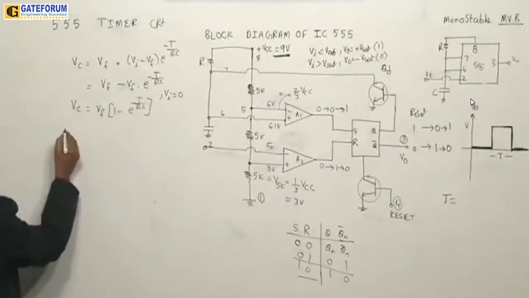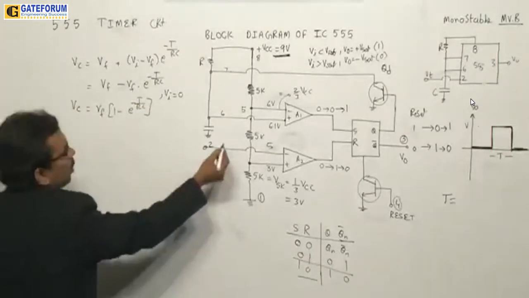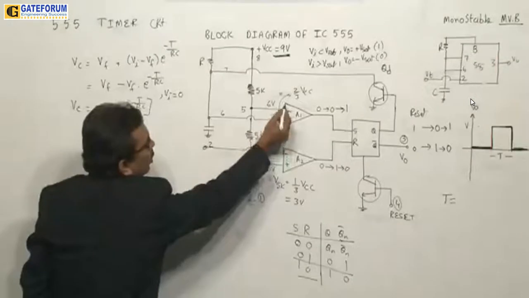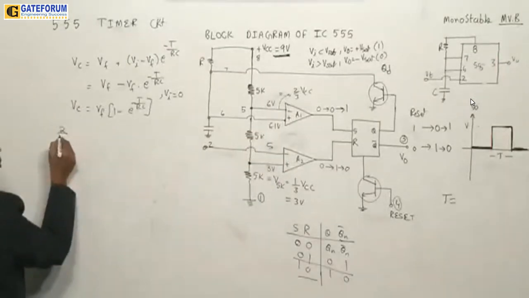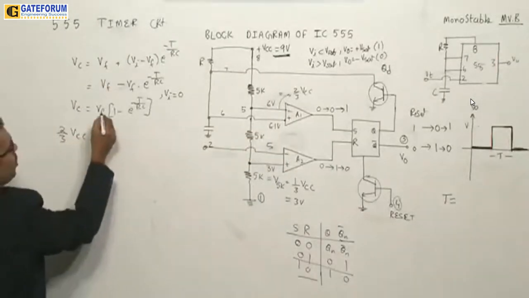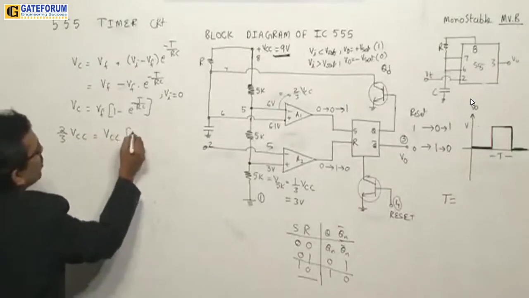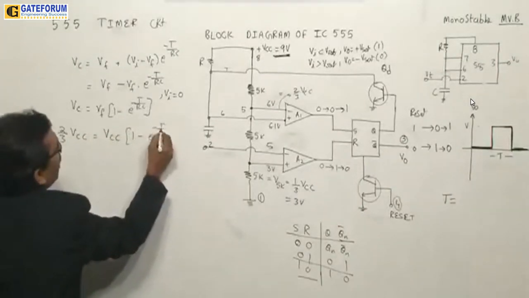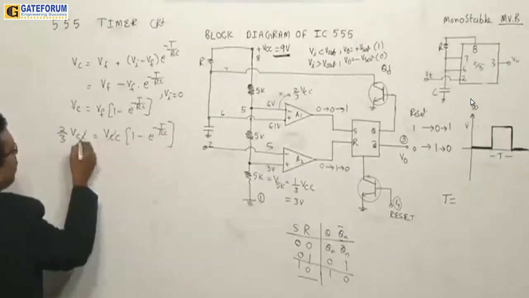This is Vc, but the capacitor will charge maximum up to what voltage? The reference voltage which is there. So this is 2/3 VCC. The capacitor will charge maximum up to 2/3 VCC. So 2/3 VCC equals V final, which is also VCC, times 1 minus e power minus t by RC.